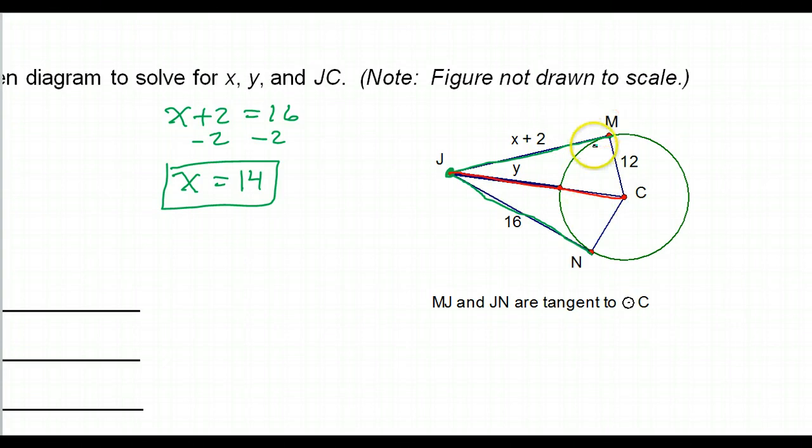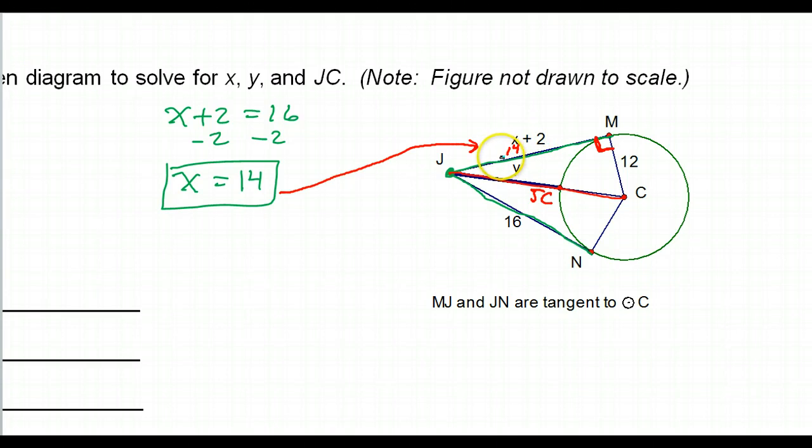Now, we learned that a tangent and a radius will always be perpendicular at the point of tangency. So we know this is a right triangle. So JC, I'll just put a big old JC right here to be the hypotenuse of this right triangle. Now, if I knew these other two sides, I could simply do the Pythagorean theorem to find JC. But I do know side JM now, because we just found x. So if x is 14, then this is 14 plus 2.